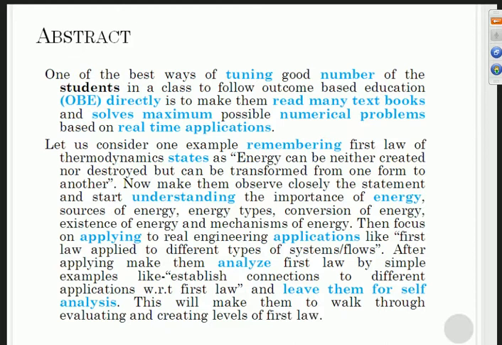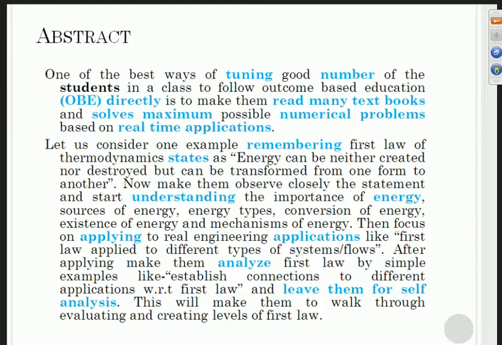So what I did is, I have closely observed the statement in the perception of the student and tried to understand the importance of some terms, like I listed: energy, sources of energy, energy types, conservation of energy, existence of energy, and mechanisms of energy. We think energy is a single term. As a student, if we think energy is a single term, okay, I understood this concept, like that he will think. But he has to understand, as I said, all those terminology associated with the energy.